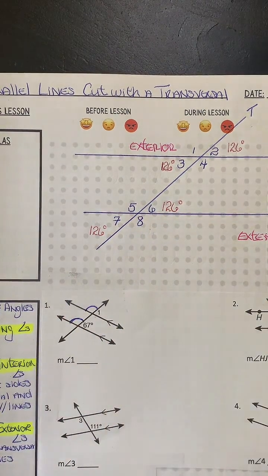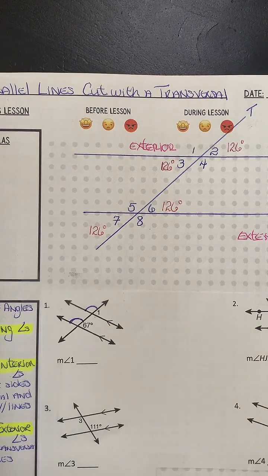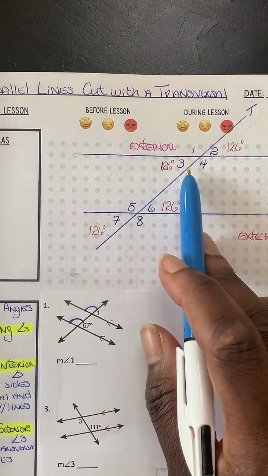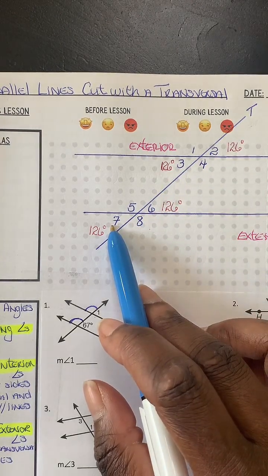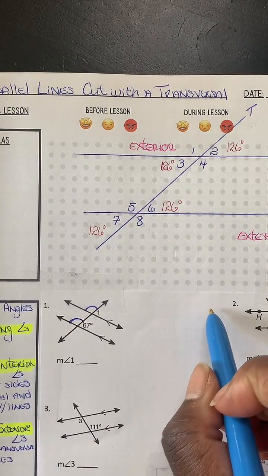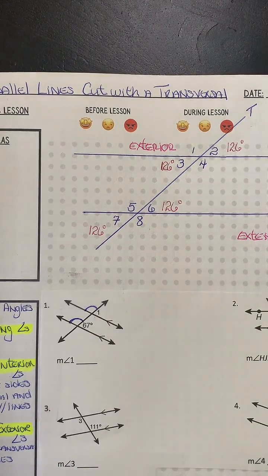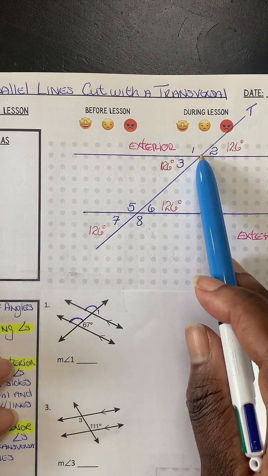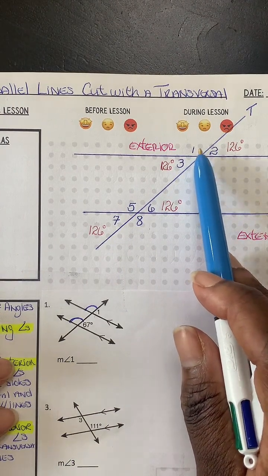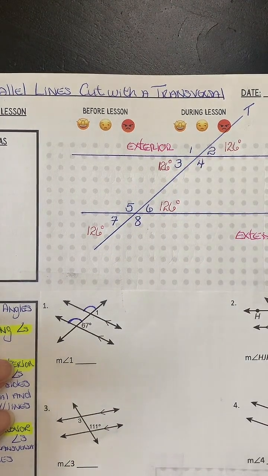So, taking a look at all of that, anyone that said angle 2, angle 3, angle 6, and angle 7 will equal 126, you were correct. All right, awesome. So now, what would the measure of angle, let's say angle 1, be? What would be the measure of angle 1?